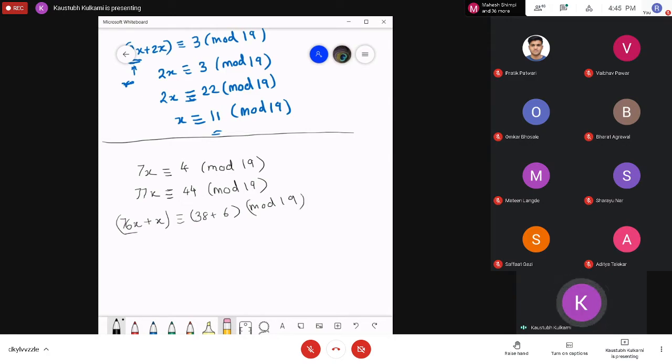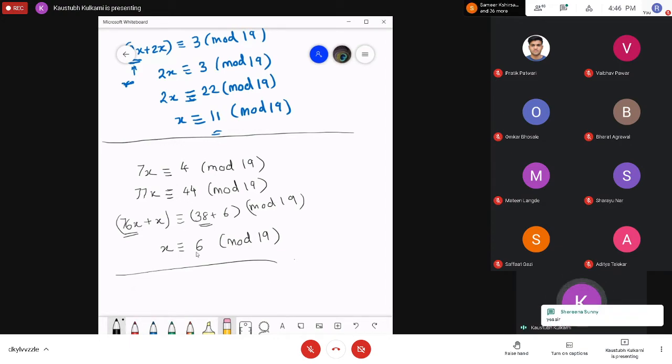So 76x will not add any remainder, because x is an integer and 76 is a multiple of 19. Similarly, for 38 the remainder will be 0. So we can simplify this and write it as x is congruent to 6 mod 19. Seven sixes are 42. You can verify that x is 6. Did you understand this calculation?